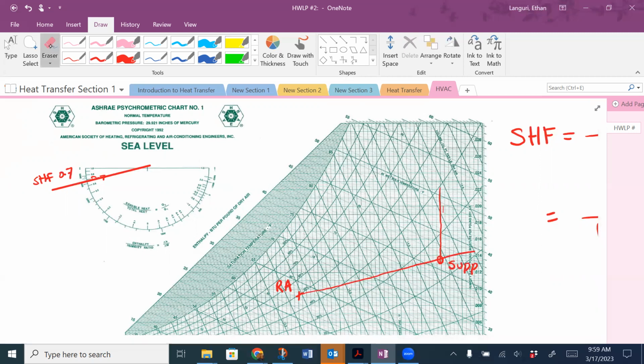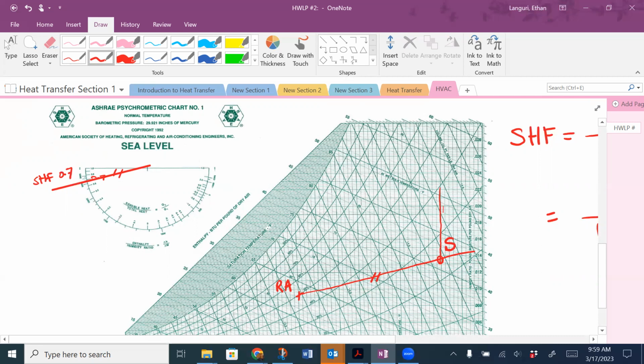I'll probably need this space later. So let me just show supply with an S here. This is my supply. Again, why? Because the slope of this line is the same as the slope of this line. These two lines are parallel.